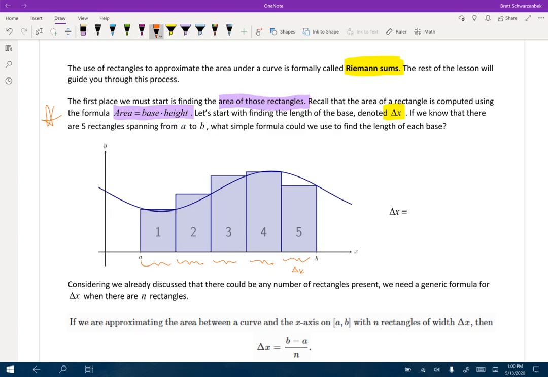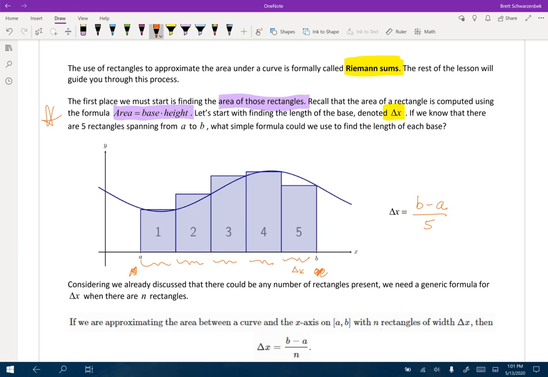So just for argument's sake, we have 5 rectangles here that are spanning from A to B. Now A and B can be any numbers. So what formula could we use really quickly to find the length of each one of those bases? Well, if this had been, let's say, 8 and this had been 20, then what would you do? You would do 20 minus 8, and then you would divide by how many rectangles you have, right? So let's get rid of the numbers and just write that in. It's going to be B minus A divided by the 5 rectangles.